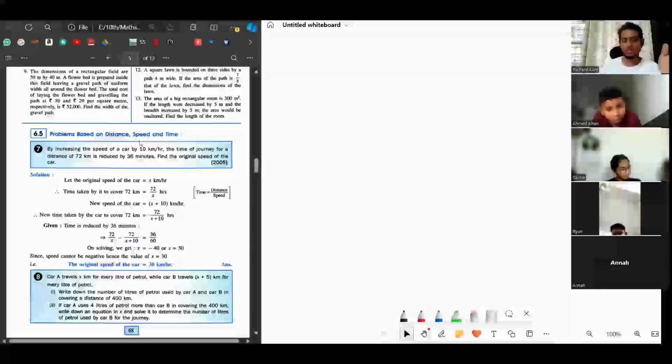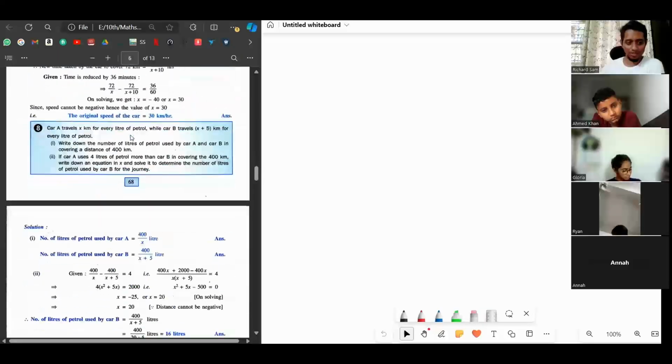Then problems based on distance, speed, and time. So what is that formula? Speed is equal to distance upon time. And they're the most commonly asked questions from this chapter.